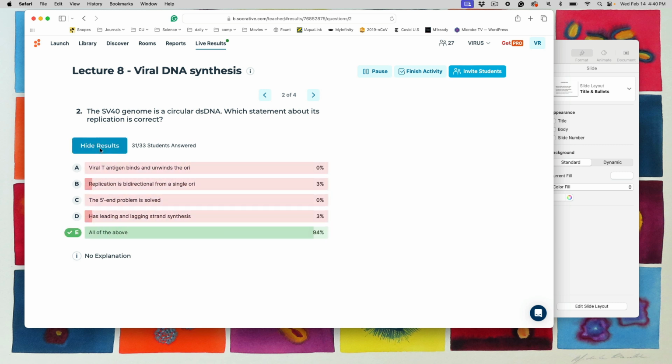All right, all of the above, they're all right. Almost 100. T antigen binds and unwinds the ORI. That's correct. Replication is bidirectional from a single ORI. That's correct. But people who pick that, other things are correct also. 5' end. So problem is solved because there's a circle. There is no end. The leading and lagging strand synthesis, they're all right.